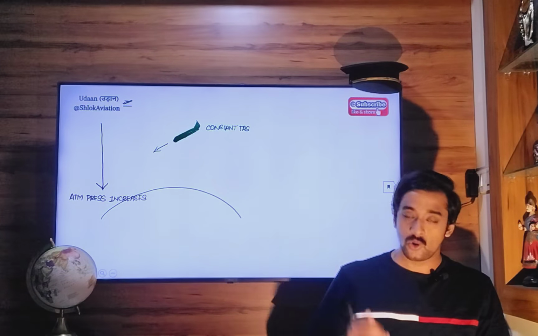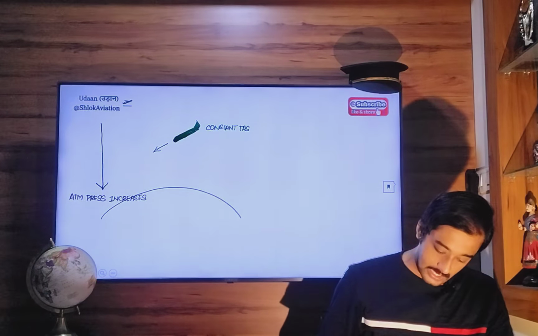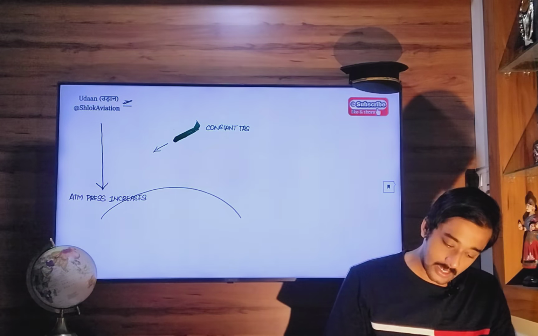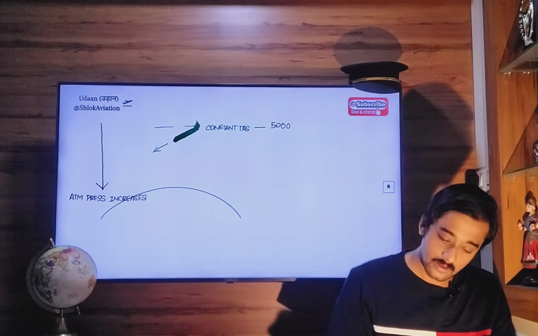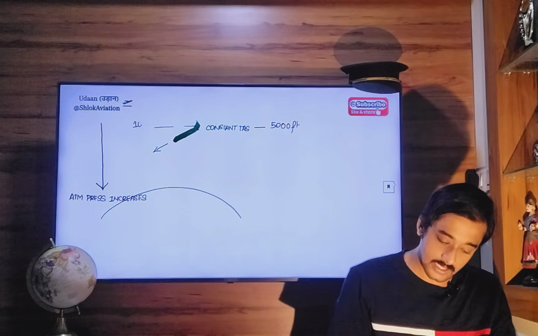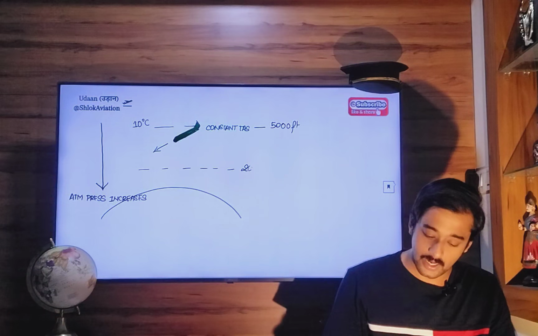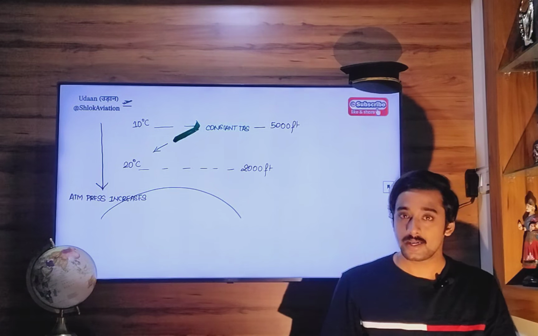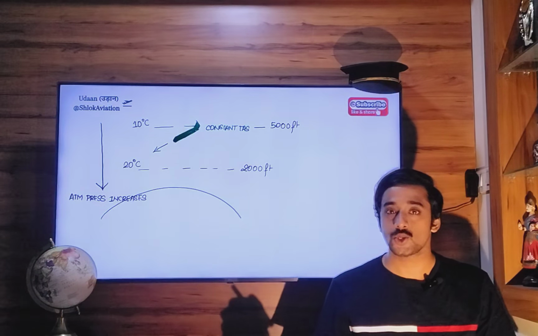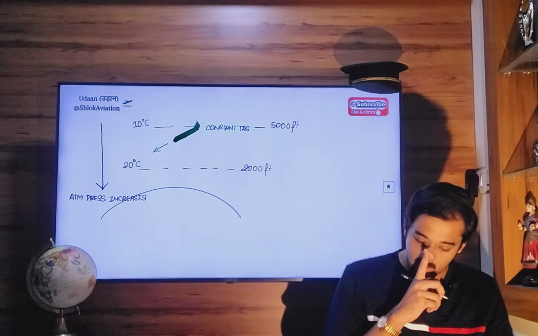When you come down to lower altitudes in the atmosphere, what happens to temperature? Temperature increases. Let's say you're descending from 5,000 feet, where temperature is 10 degrees Celsius, to a lower altitude of 2000 feet, where temperature is 20 degrees Celsius. Atmospheric temperature will increase as you come down to lower altitudes. So what will happen to the local speed of sound?